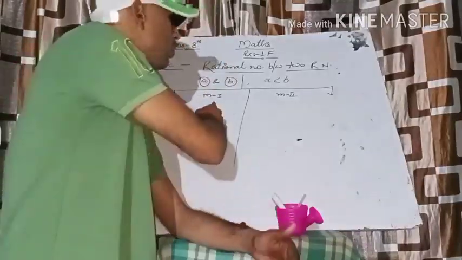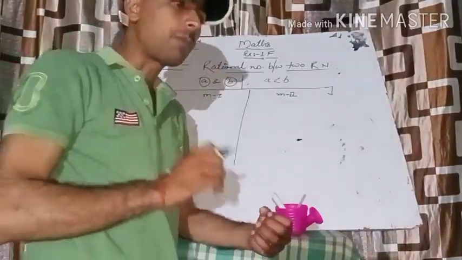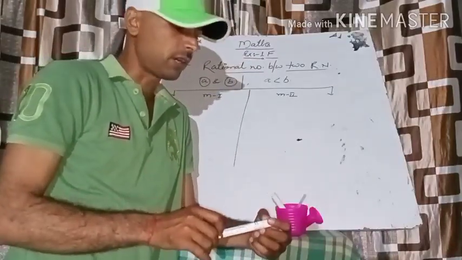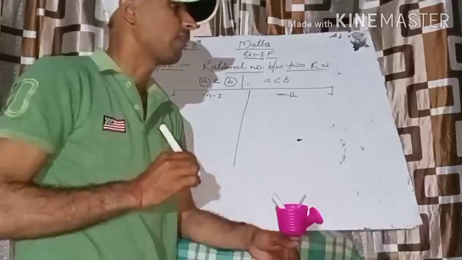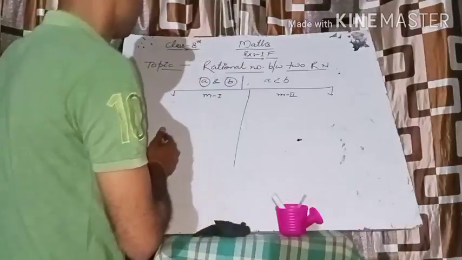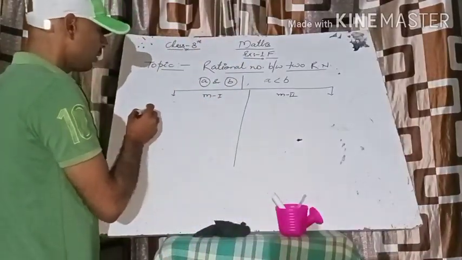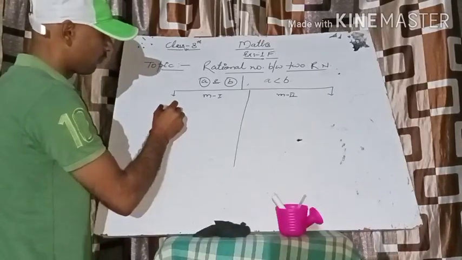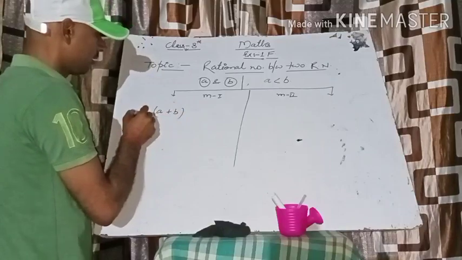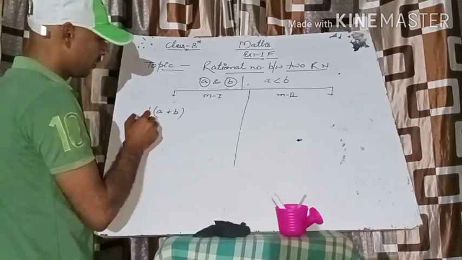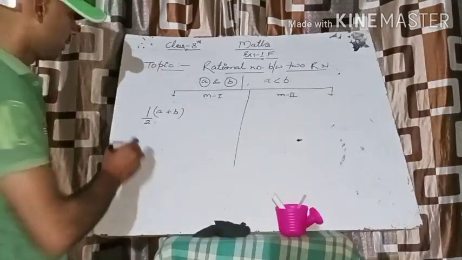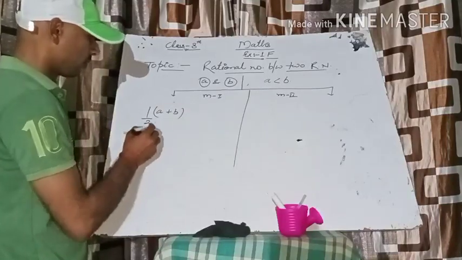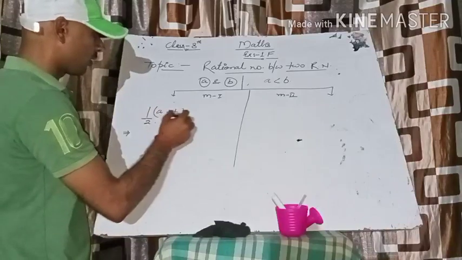Okay, meaning this method we will apply where we only have to find just one rational number. Then it will be much beneficial to all of us. Okay, now see here. Then we will do the sum of these two rational numbers and divide it by 2.